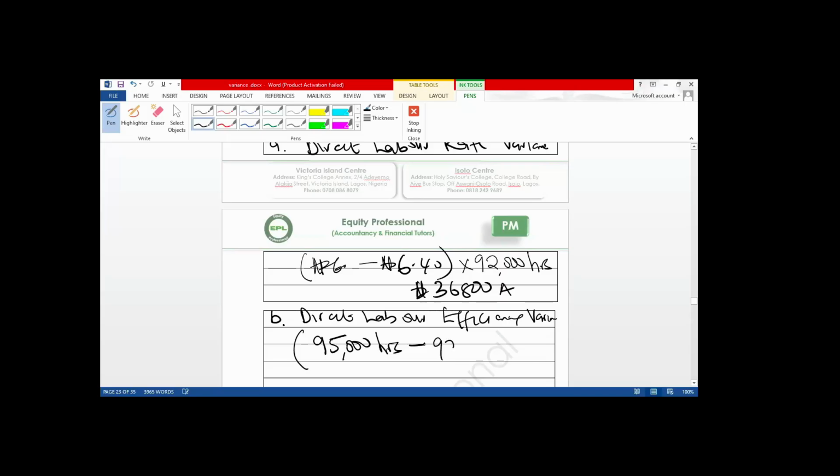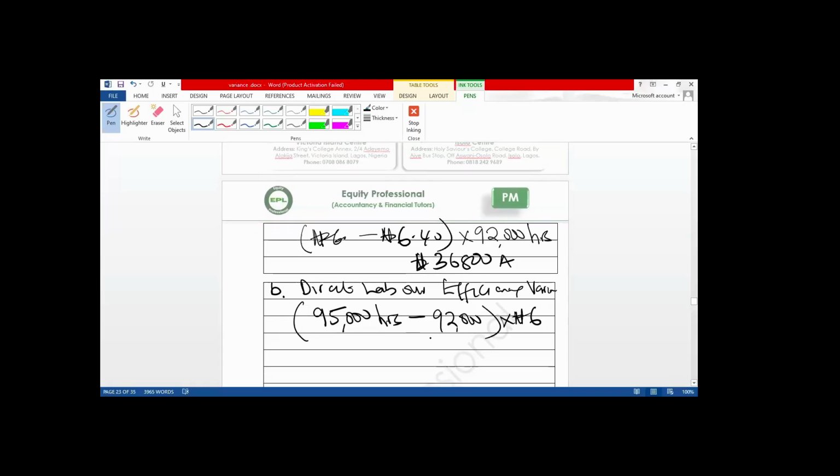Actual labor hours, 92,000. Multiply by the standard labor rate per hour, multiply by 6 naira. This is favorable. 3,000 hours multiplied by 6. Here you have 18,000 naira favorable.